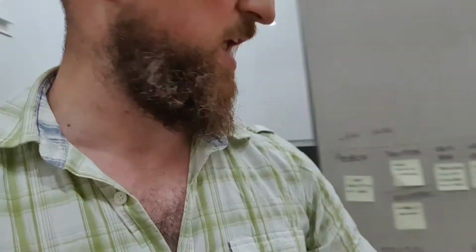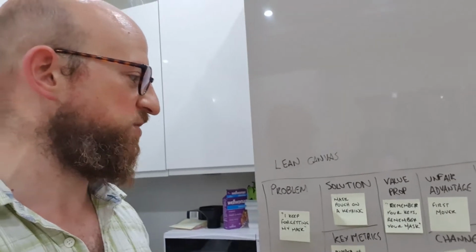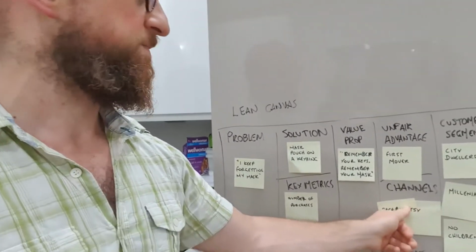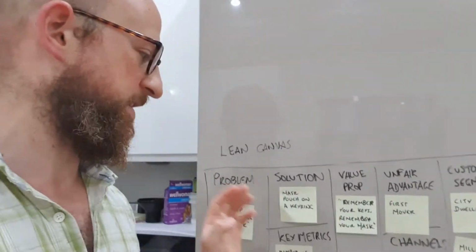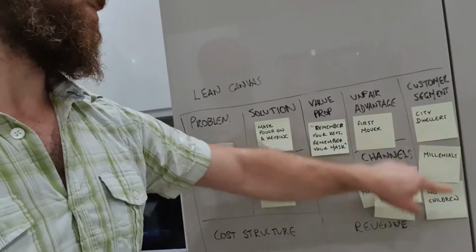Channels, what am I going to use? Well, I reckon that Facebook Marketplace is a good one because it's local people and people will trust you there. I reckon that Etsy is a good one because maybe I'll hand make them for the time being. And I'm going to advertise there through Etsy and on Facebook Marketplace. And then maybe I'll do some social media advertising. That's what I think is where these people are.